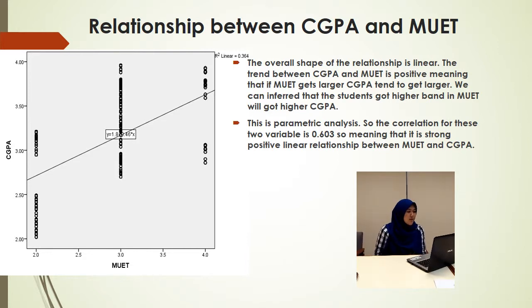The scatter plot is a visual way to show the relationship between two quantitative variables. So we can conclude that the overall shape of the relationship is linear. The trend between CGPA and MUET is positive, meaning that if MUET gets larger, CGPA tends to get larger. We can infer that students who got a higher band in MUET will get a higher CGPA. Based on the table above, we can say the correlation for these two variables is 0.603, meaning that there is a strong positive linear relationship between MUET and CGPA.